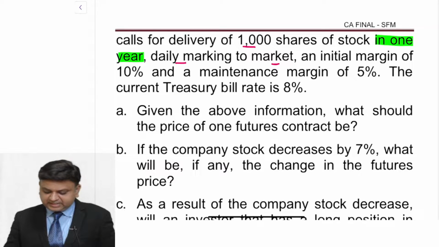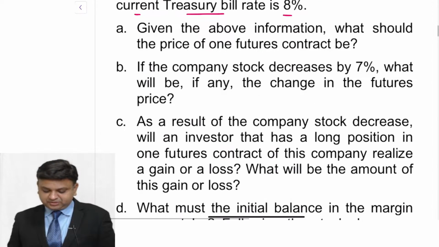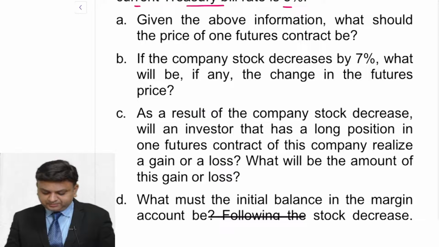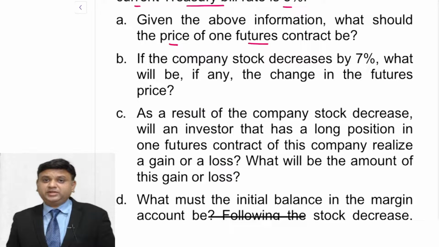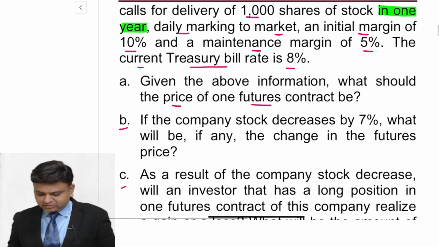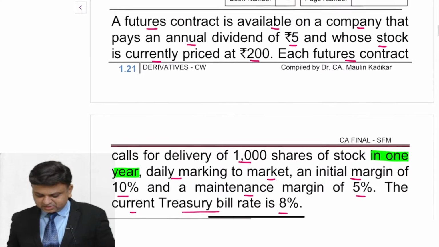Daily marking to the market, an initial margin of 10% and maintenance margin of 5%. Current risk-free rate of return is 8%. Given the above information, what should be the price of one futures contract be? That is the question. Then B question, C question, and so on questions have been provided to us.